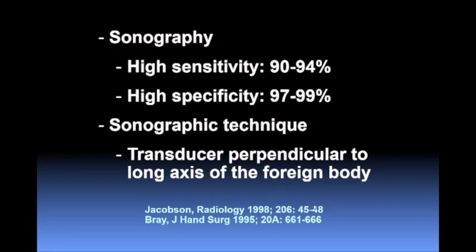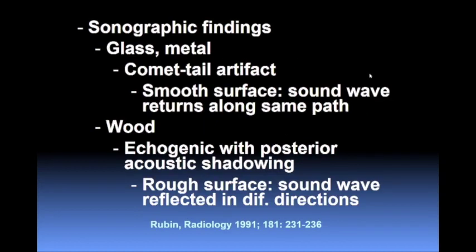Sonography, in articles written a long time ago, has a very high sensitivity and specificity for finding these little areas, and you want to use lots of gel on the finger, and then keep your transducer perpendicular to the long axis of the foreign body to try to see it. On glass and metal, you may get tiny little comet tail artifacts to help you out. And with wood, you usually see an echogenic focus with some posterior shadowing. And with wood, if it's been in there for a while, it starts to absorb water and it changes its appearance. And if it's a tiny little splinter, you may have a harder time seeing it.